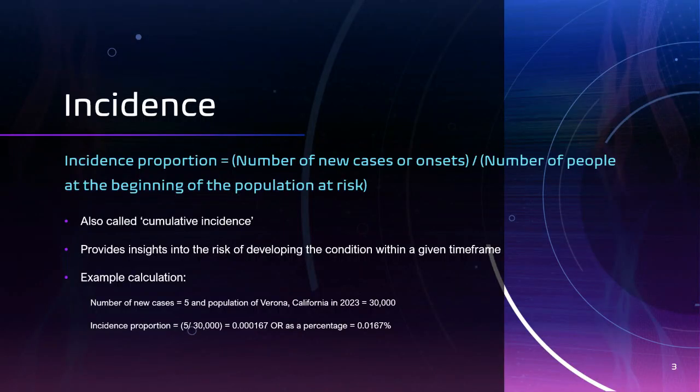Now, going into the calculation, the estimated population at risk living in Verona, California, in 2023, is 30,000 people. Since all our new cases were reported in 2023, the cumulative incidence is 5 divided by 30,000 people, resulting in an incidence proportion of 0.000167, or as a percentage equals 0.0167%. Now, this was an example of an observational study, where the calculation was based on only the reported cases.